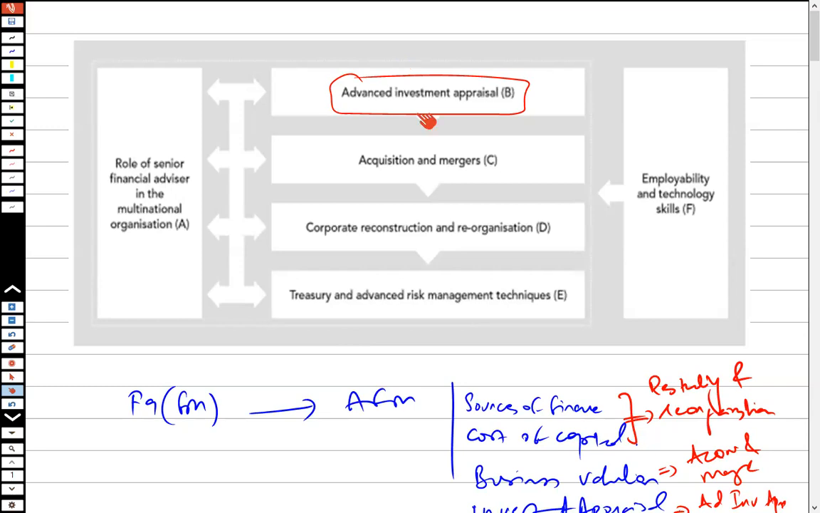Yes, we'll be calculating the value of options. The value of options is actually part and parcel of investment appraisal. It is not a separate topic.